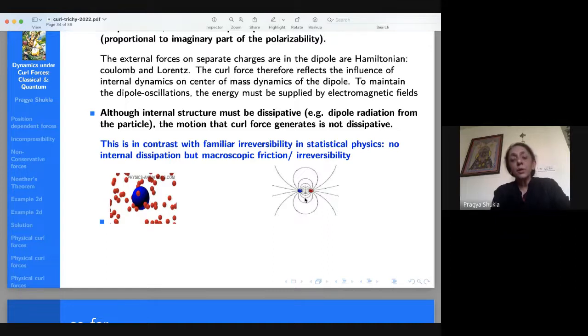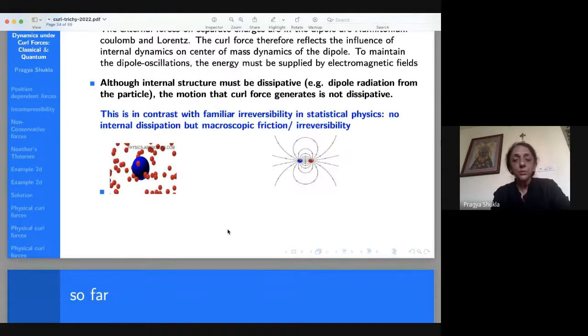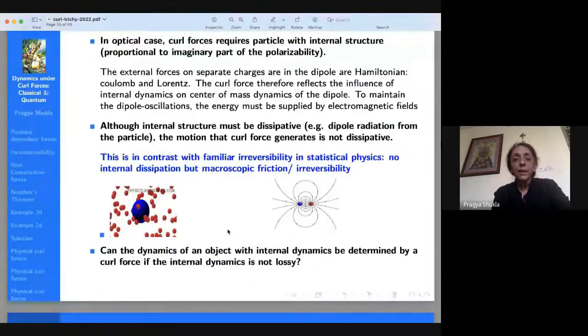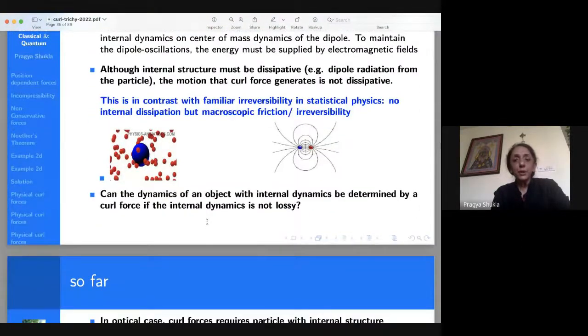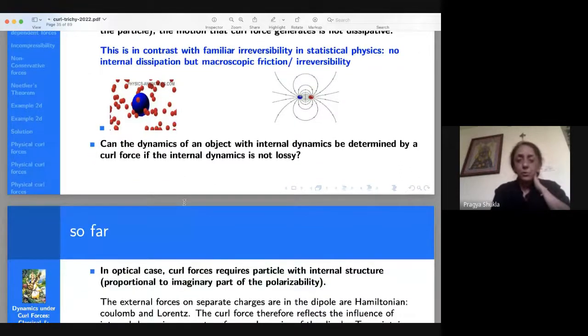And the other one I've already told you is Noether's theorem. Curl forces do not satisfy Noether's theorem. Okay. So here I'm posing a question. Can the dynamics of an object with internal dynamics be determined by a curl force if the internal dynamics is not lossy? Okay. So this is what I'm leaving you to munch on.